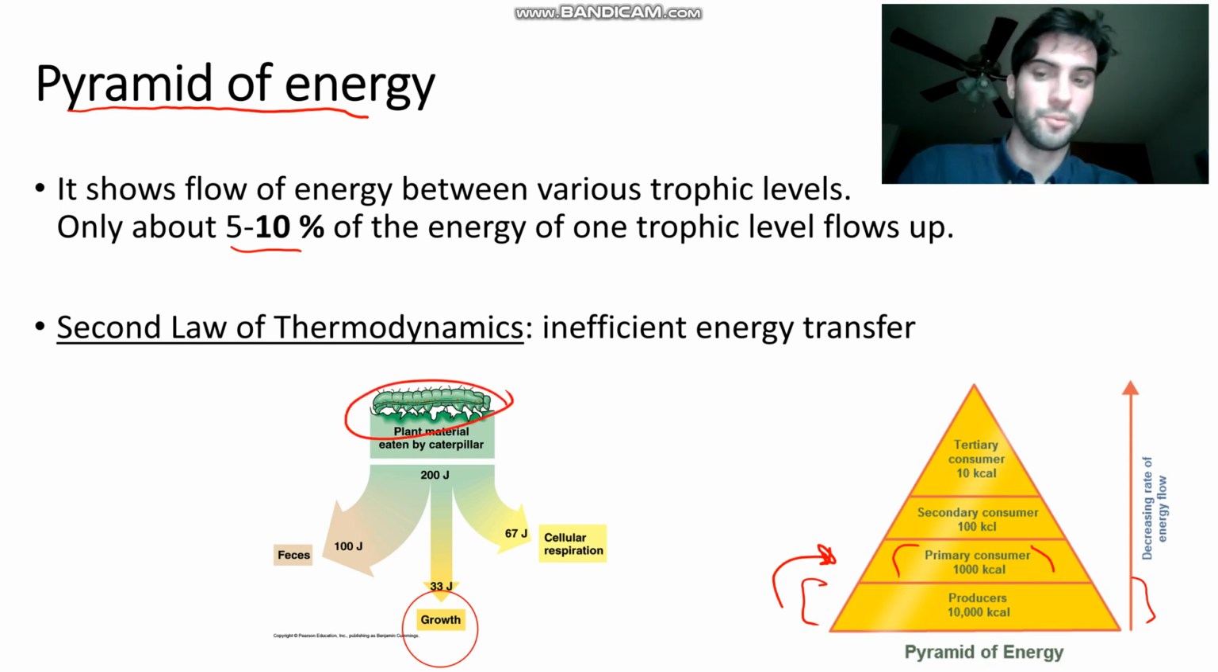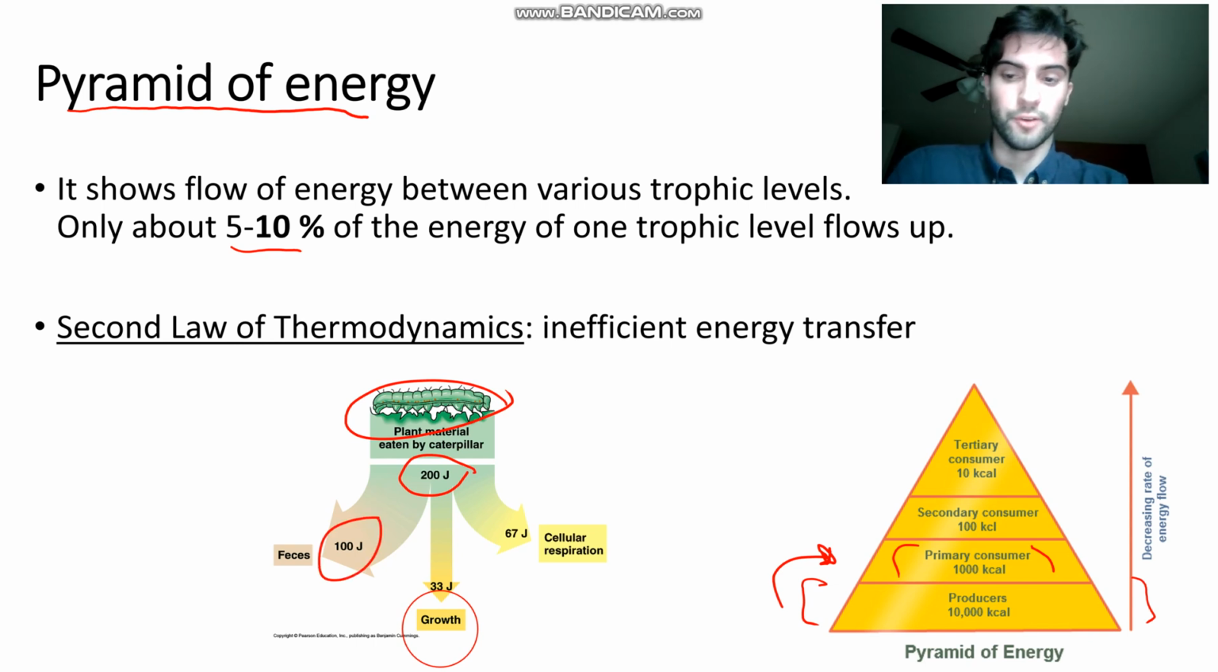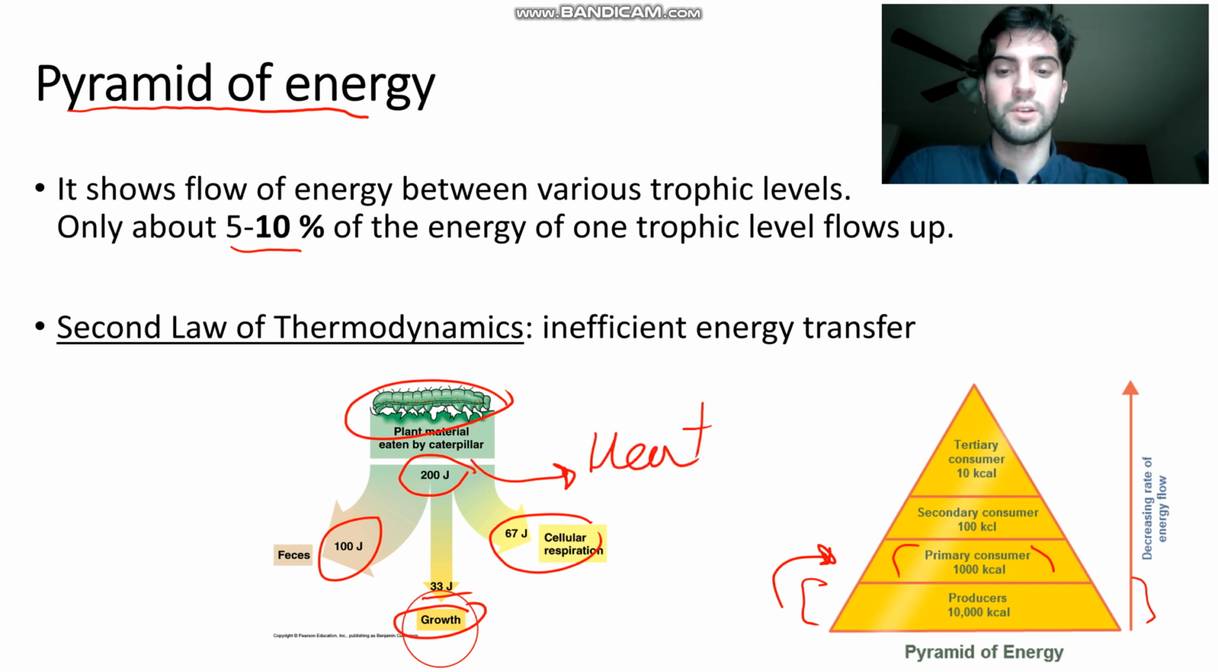It's eating the primary producer, right? And it collects 200 joules of energy from the plant. 100 joules will go to the feces, around 70 will go to cellular respiration, and 33 will go to growth. And we also have heat, so there is energy lost as heat. As the caterpillar is digesting, digestion produces heat. This is based on the second law of thermodynamics, which states that energy transfer is inefficient.